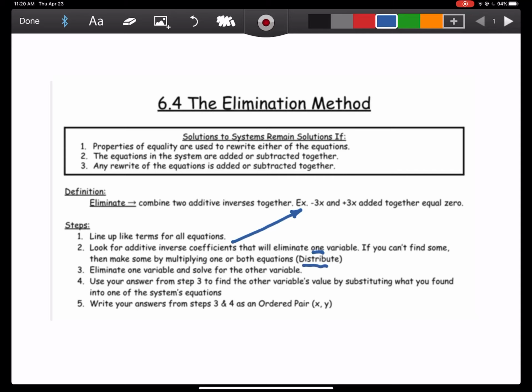Okay. Number 3, eliminate one variable and solve for the other variable. Number 4, use your answer from step 3 to find the other variable's value by substituting what you found into one of the system's equations. And number 5, write your answers from steps 3 and 4 as an ordered pair. And this is still only when applicable. So maybe we can write just when possible.